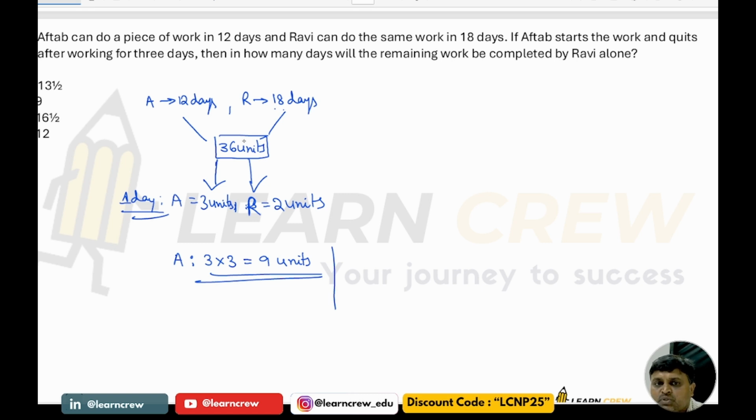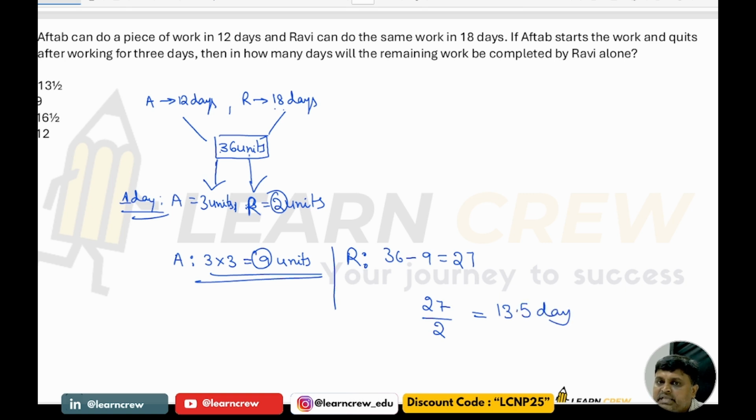Now what is the total work? 36. Out of 36, 9 units is completed. 36 minus 9, remaining is 27 units. This has to be done by Ravi. What is Ravi's capacity? 2 units per day. To complete 27 units, 2 units per day, Ravi required 13 and a half days.